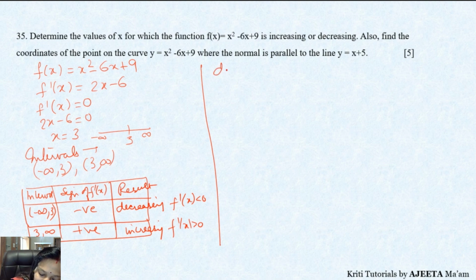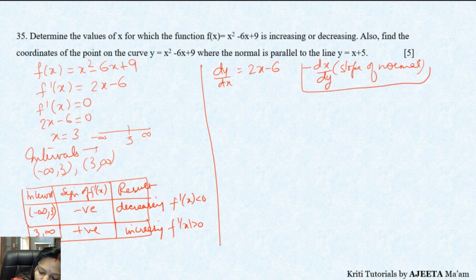So let's find dy by dx, which we have already found. Let's write it here, which is 2x minus 6. Now what is the slope of the normal? The slope of the normal is minus dx by dy. Correct. This is the slope of the normal. So what is the value of minus dx by dy? It is minus 1 upon 2x minus 6.